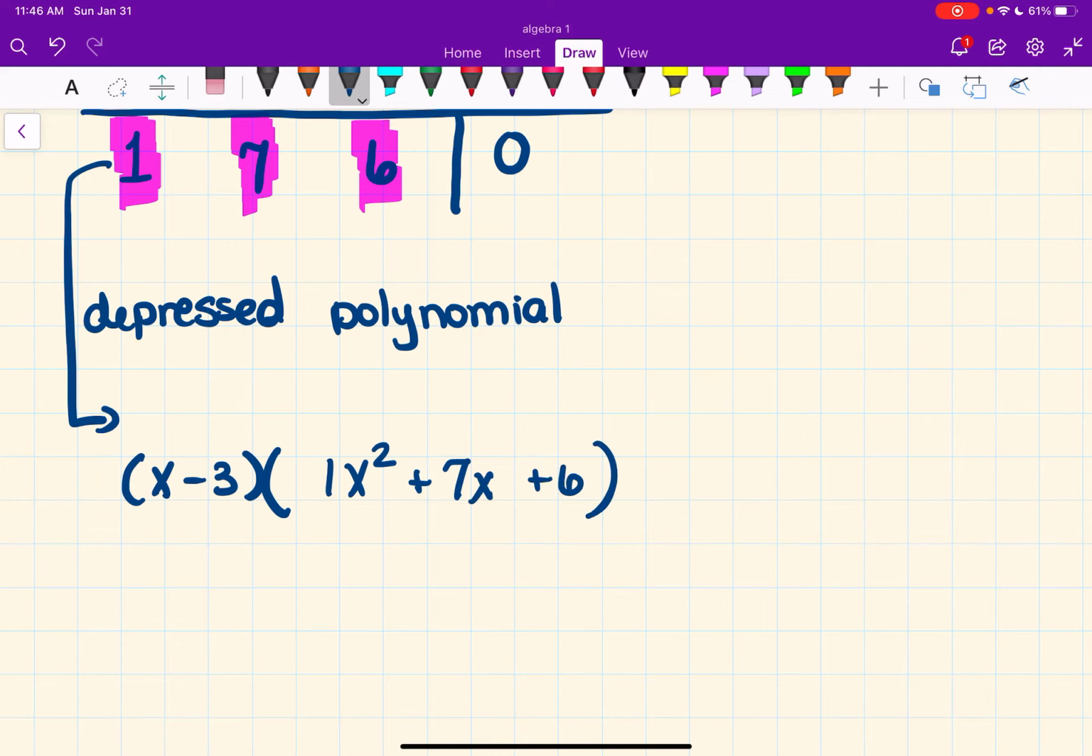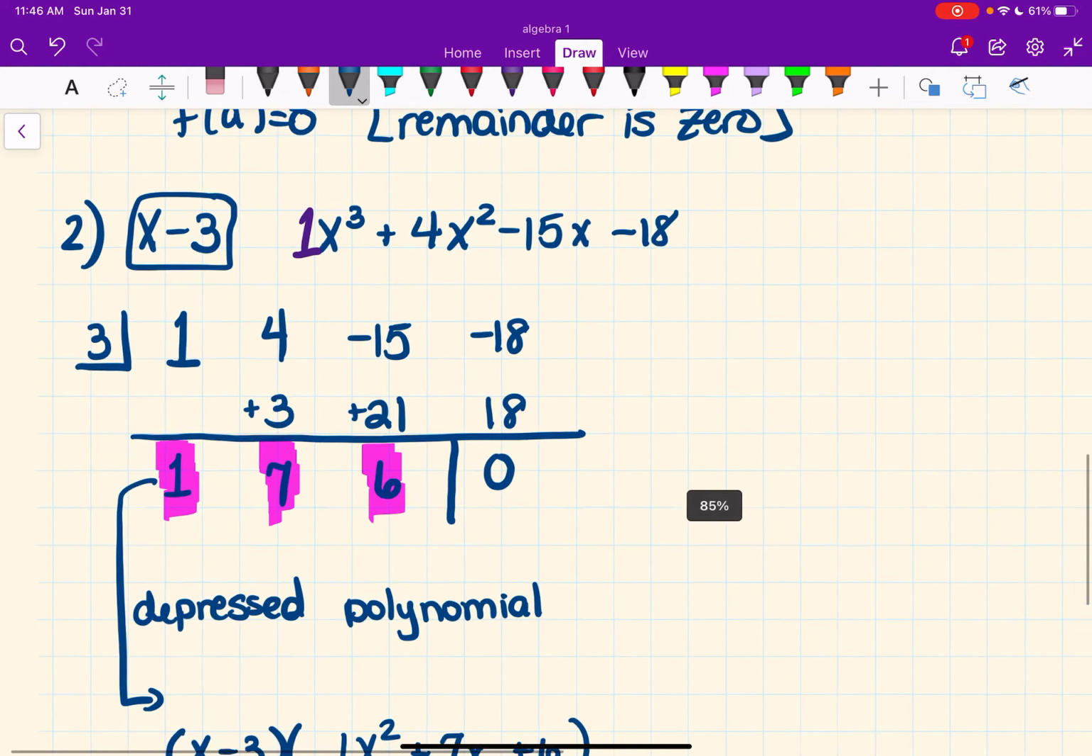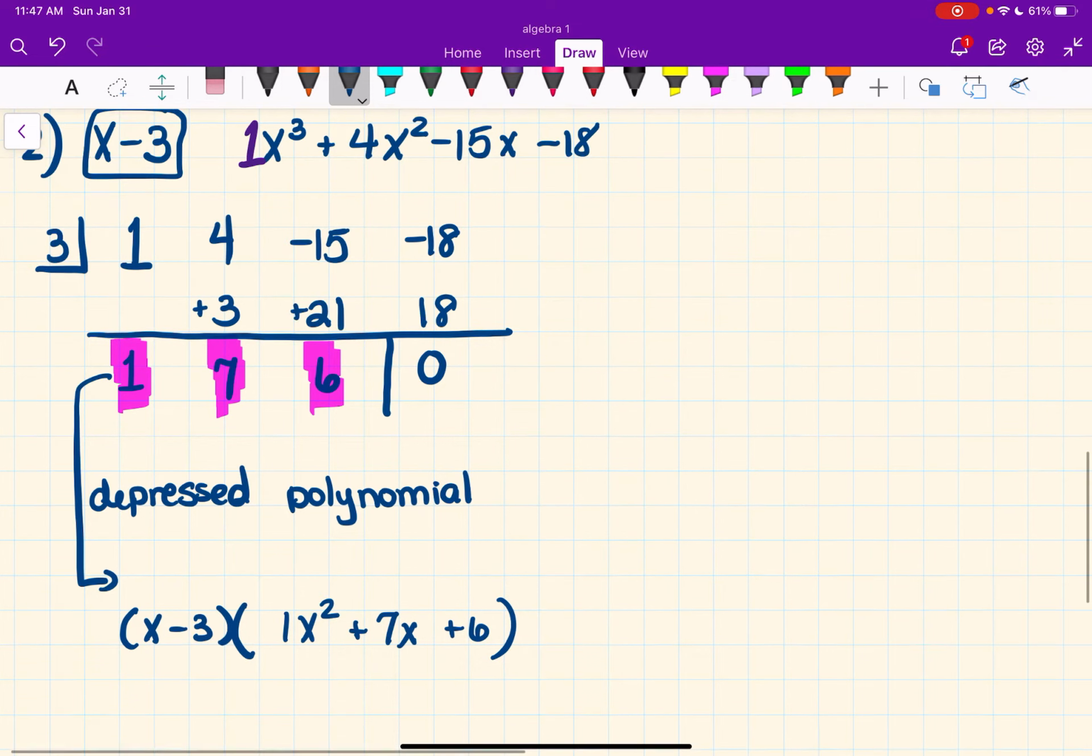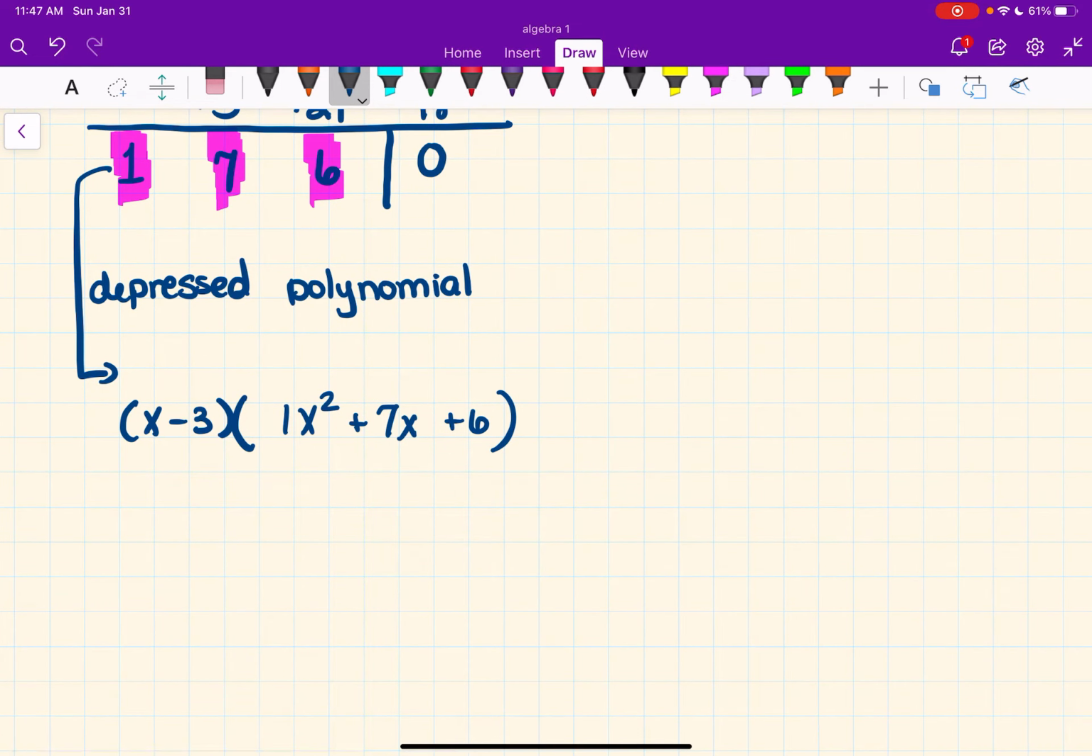1x squared plus 7x plus 6. How did I know to go to x squared? Because I already factored out one of the x's from the x to the third polynomial. So that means we depressed 1 and came x squared. Then we just go down. 2, 1, 0. I'm talking about exponents.